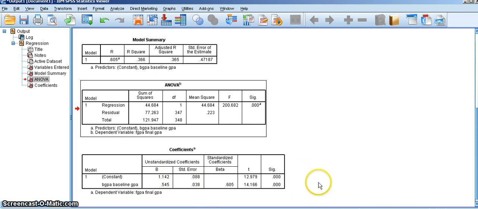Now, this box also tells us whether the predictor that we are using is significant. In our case, the baseline GPA is a significant predictor. And it's the last column under significance that tells us that. Anything that is less than our 0.05 value tells us that this predictor is a significant one.